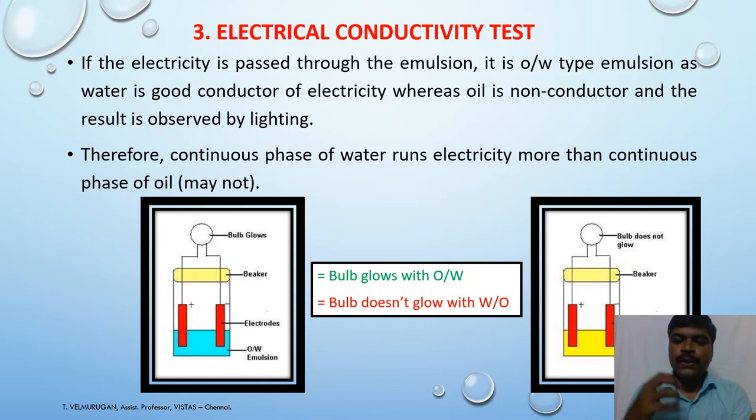If the bulb glows, it indicates the oil in water type of emulsion you have. Why? Because oil is surrounded by water, and water is a good conductor of electricity. So you can easily identify this type of emulsion as oil in water type of emulsion. If the bulb doesn't glow, you can identify easily this emulsion as water in oil type of emulsion. That is the electrical conductivity test. Okay, see next.